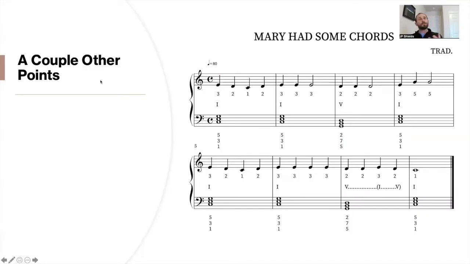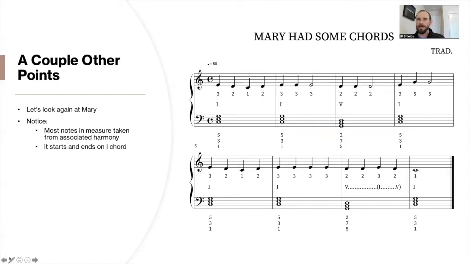Okay, well, so we've got an idea of how the harmony relates to the melody, and perhaps how the melody was created. Well, there's some other points here, though, that I'd like to point out. Notice that most of the notes in the melody, in the measure, are taken from the associated harmony. So if we grab the pen here, as I said, on the strong beats, we had 3 and 1. Well, those are the root and third of the 1 chord. Cool.